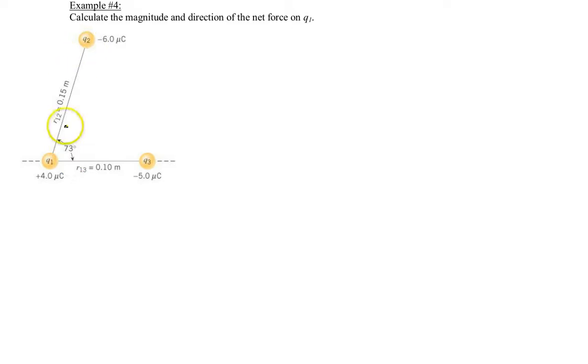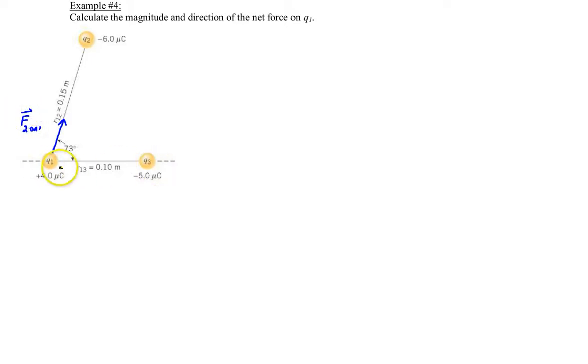So there would be a force of 1 on 2 pulling it down along this axis, or there would be a force of 2 on 1 pulling it up along that axis. And we're only concerned with the force on Q1. So we're only going to show the forces acting on that. So this arrow represents the force of 2 on 1.